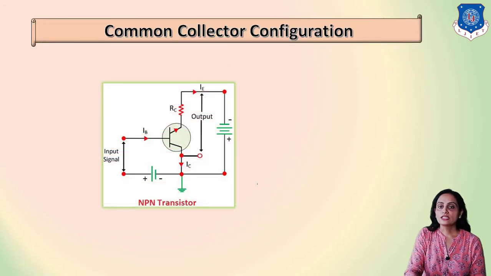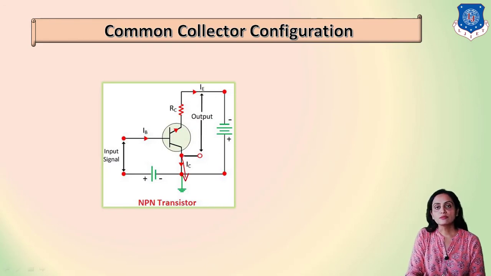And last, we have the common collector configuration. In the common collector configuration, the collector is grounded. So the collector terminal is common between input and output. Input we are applying at the base and output we are taking from the emitter.